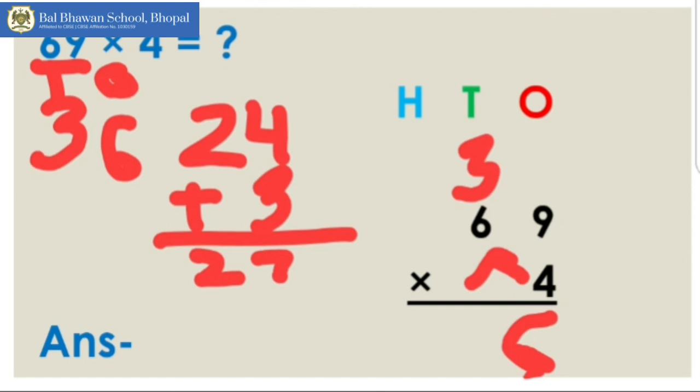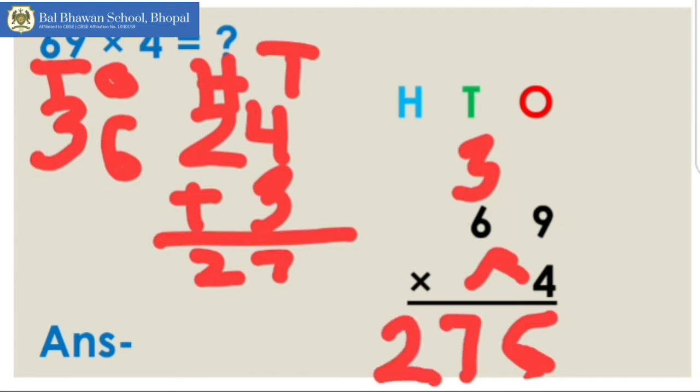So this 7 is at tens place and this 2 is at hundreds place. So this 7 will be written under tens place and this 2 will be written under hundreds place. So your answer is 276. So how many cabin houses are there? Total number of cabin houses on 4 streets, it is 276 cabin houses.